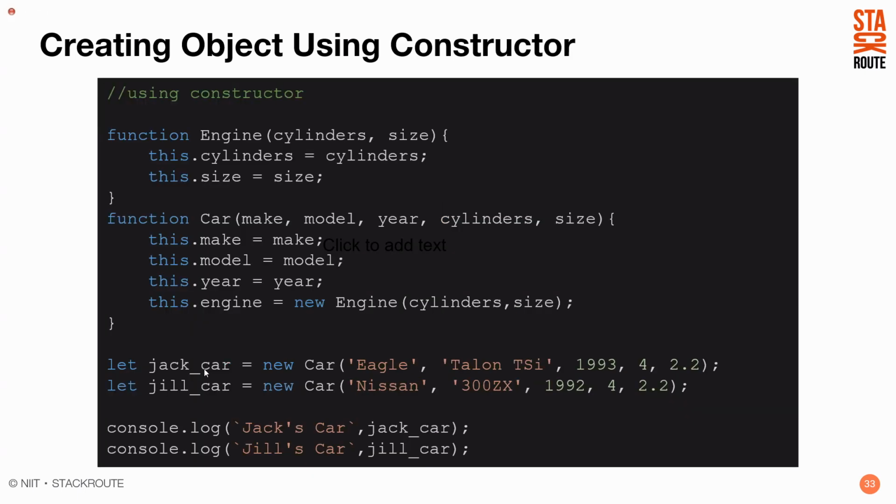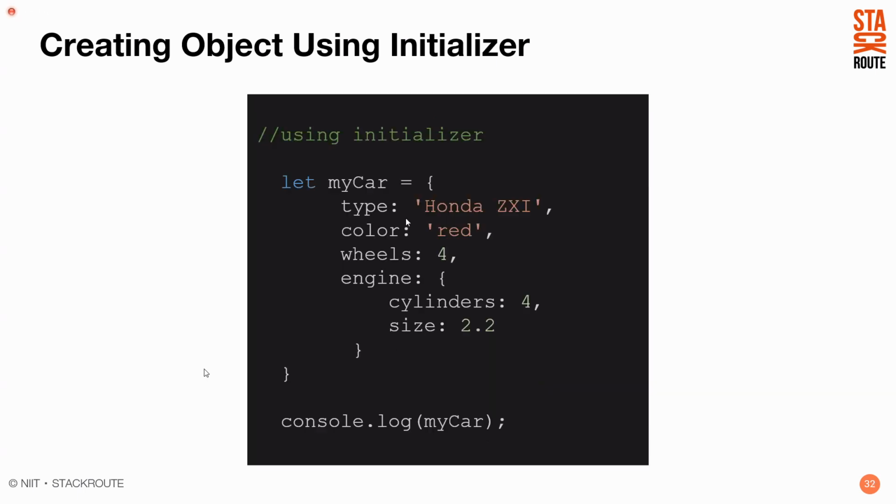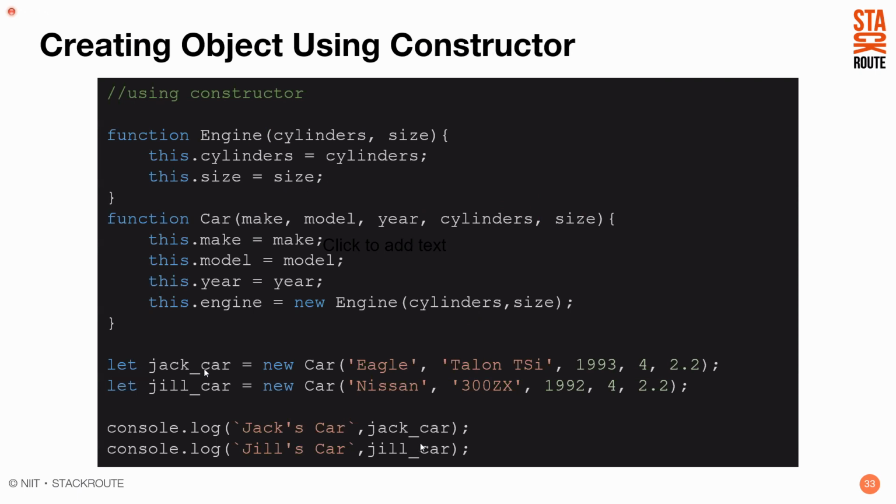an object using constructor. Try the same. Try to print all the objects. So this is my car object. You try to print either on console window or your HTML page. Here you print Jack car and Jill car, which both are objects.